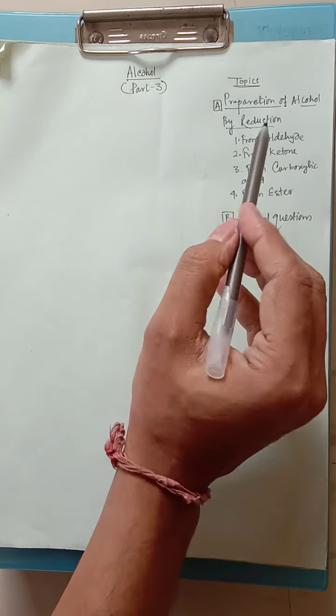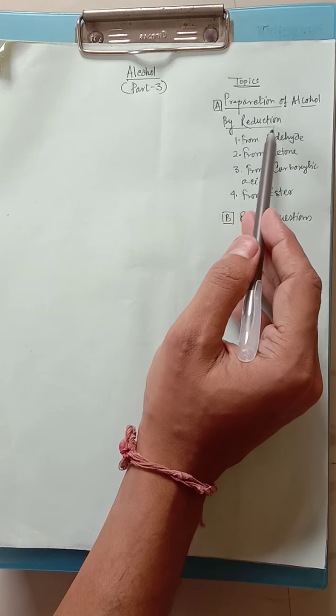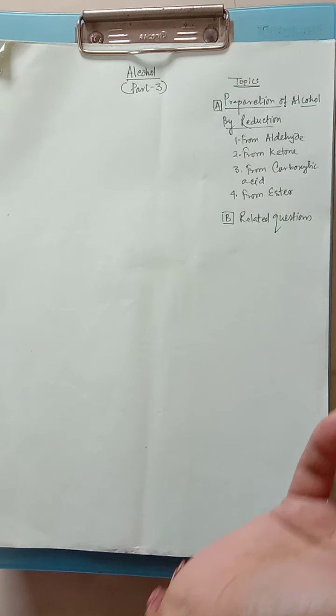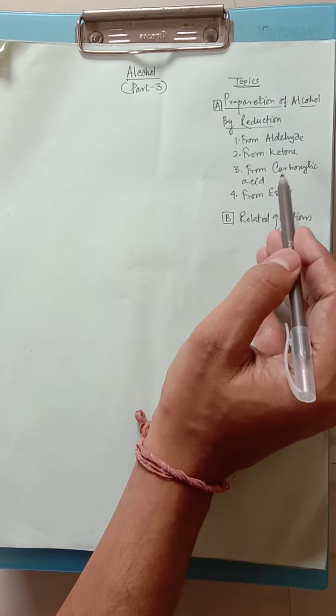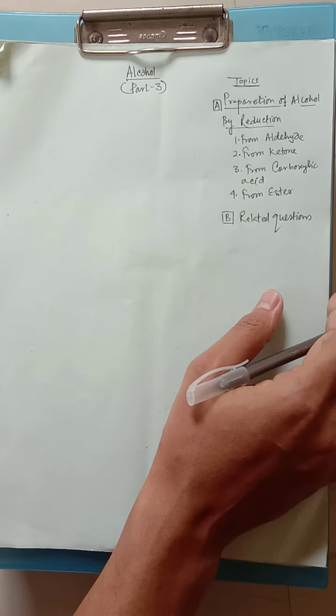We are moving towards the third part of alcohol. In this part, we will discuss the other preparation process of alcohol, mainly by reduction. A very important process to prepare alcohol, mainly by reduction from aldehyde, ketone, carboxylic acid, from ester, and related questions. Let's start.